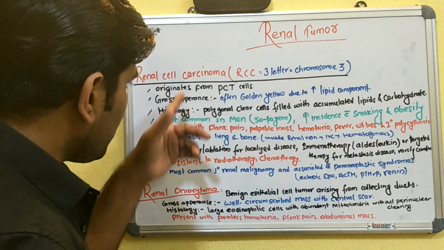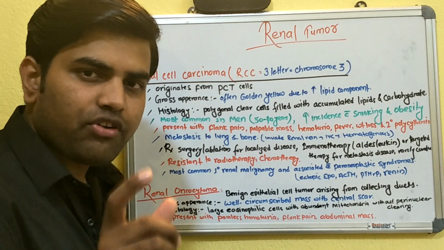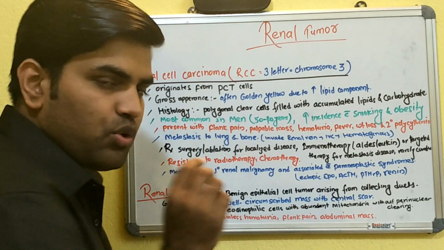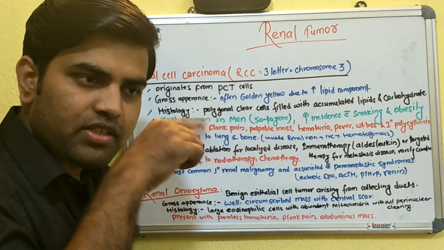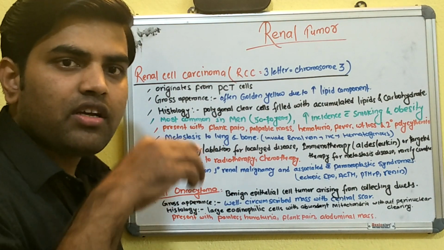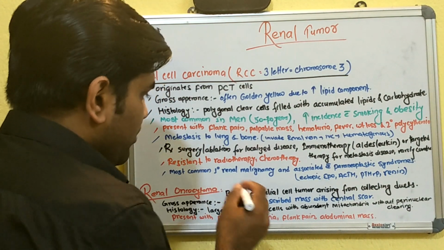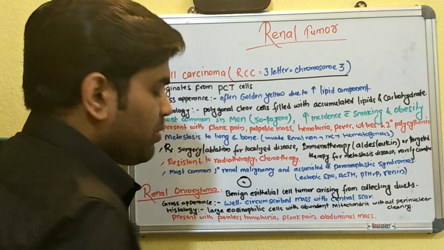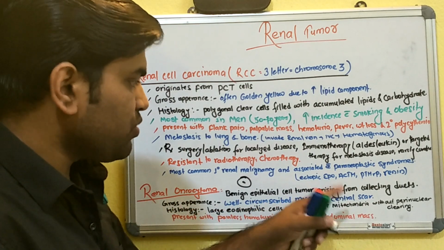Then, coming from origin, you have the gross appearance. In gross appearance, there is a clear picture that there is a well circumscribed mass with a central scar. So if you see the picture, there is a well circumscribed mass, and in the center there is a white scar. This is really well circumscribed, and in the middle there will be the white scar. Okay, so this is a well circumscribed mass with central scar.